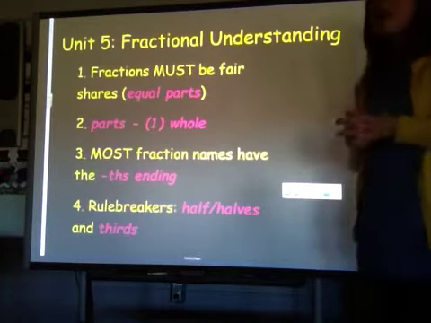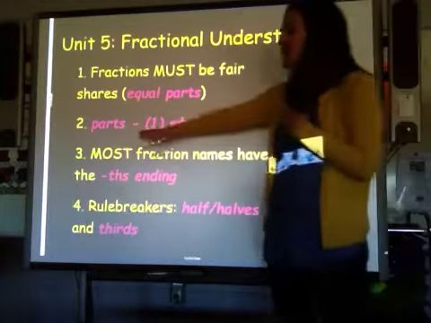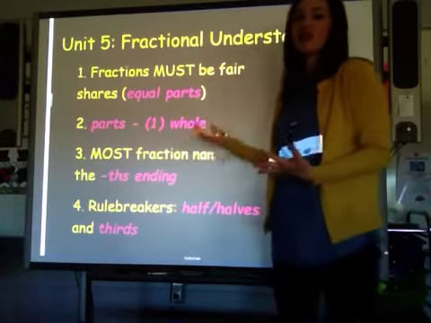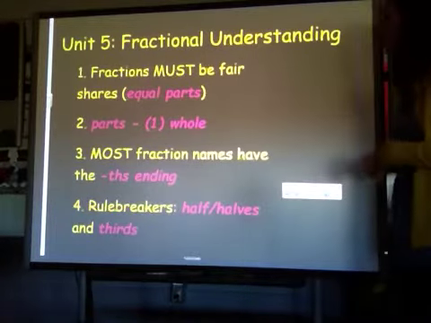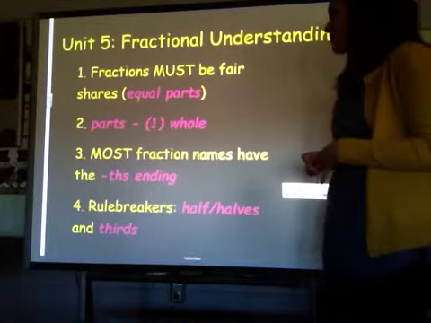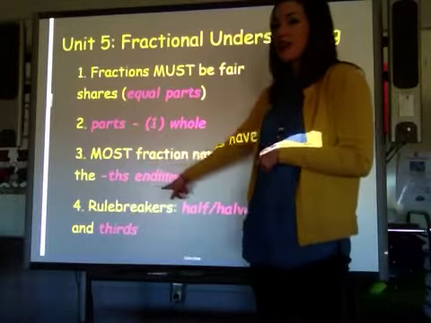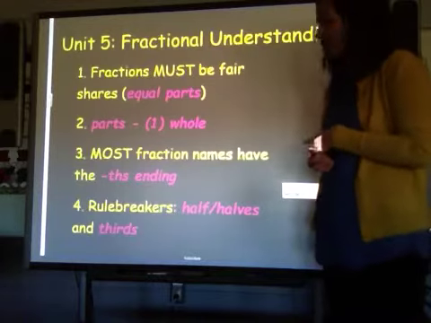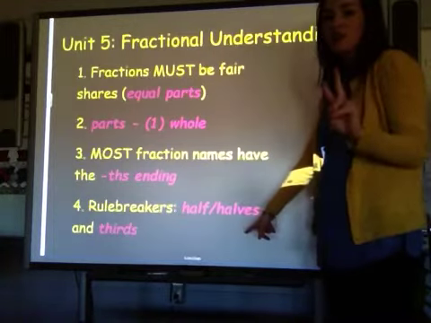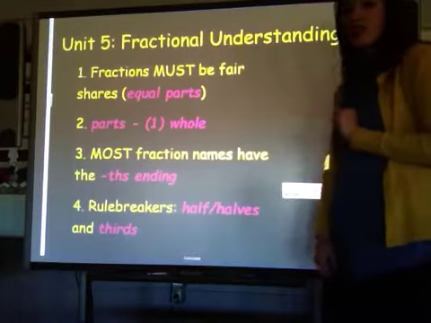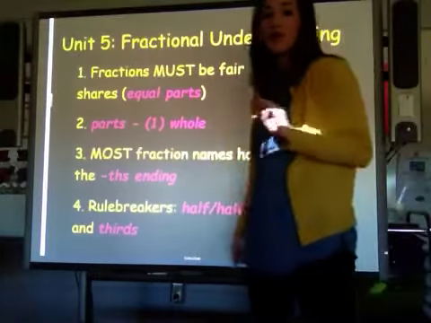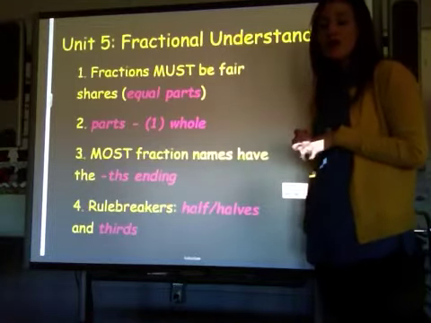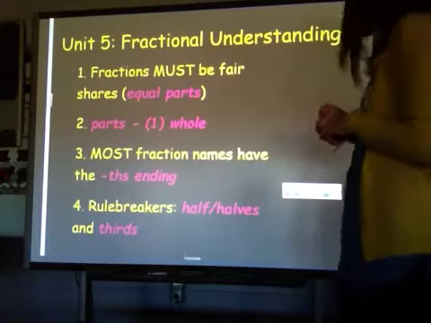Number 2, to name a fraction, you name the part it's asking about first, out of one whole entire item. And we'll talk about this more here in just a minute. Number 3, most fraction names have the THS ending on it. Not all of them, because number 4, there are a few rule breakers. Halves are for 2 equal pieces, they don't have the THS ending. And thirds, for 3 equal pieces, they also don't have the THS ending. But the rest of them that we learn about in 2nd grade, they follow the THS ending.